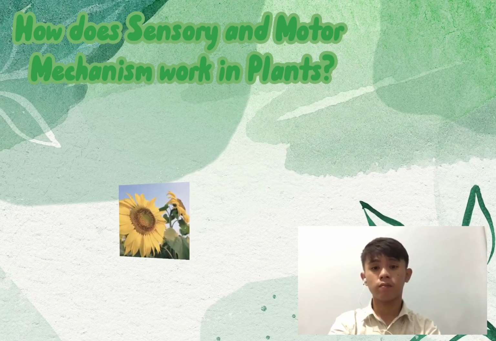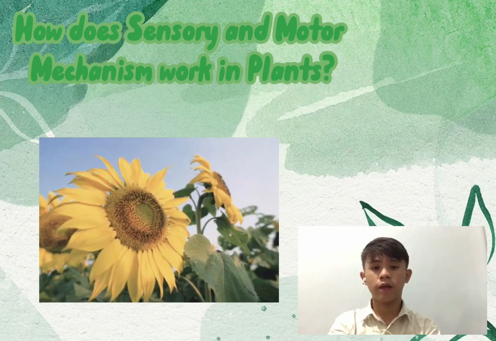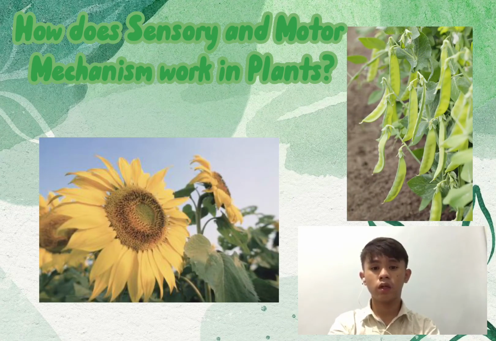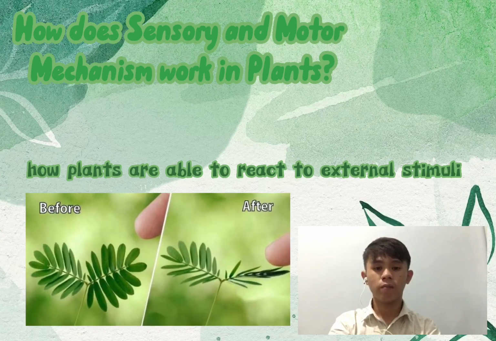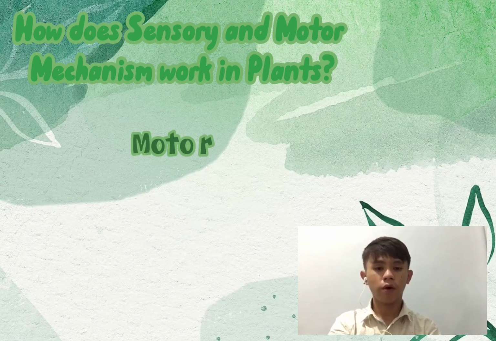Example: the sunflower's heliotropism and the pea plant's sensitivity to light are examples of how plants are able to react to external stimuli or sensory input. Heliotropism is an example of tropism, a type of phototropism, in which the plant moves in response to light. Pea plants can also tell when they have been touched by an insect because they are sensitive to touch.